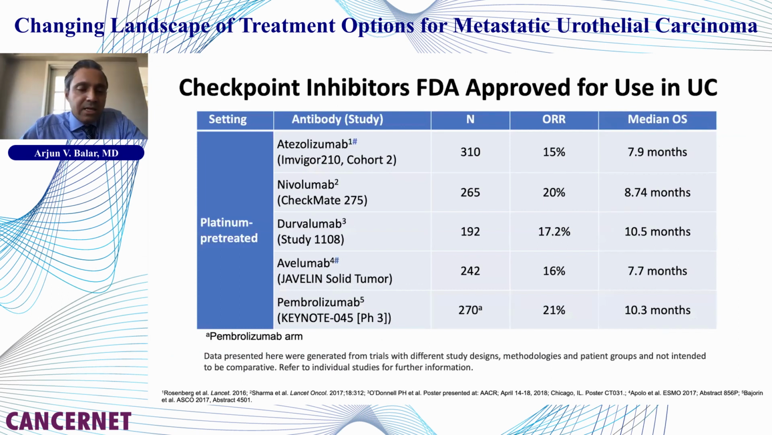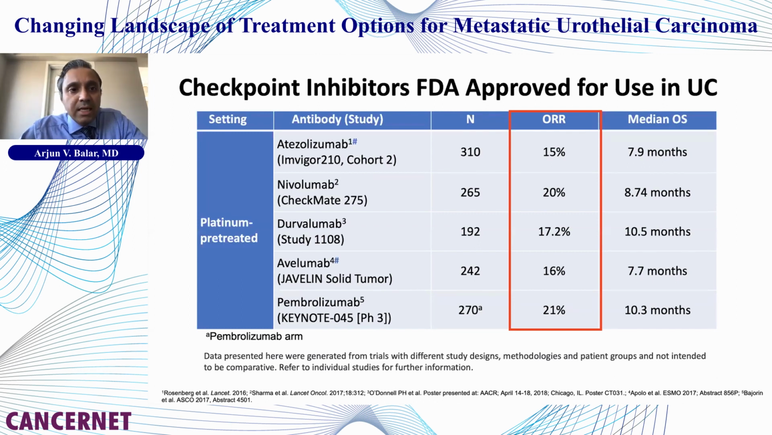So rather than covering all of the individual agents, this summary table really gives us a sense of exactly where these responses sit in the second-line setting. What you have are responses in the range of 15 to 20%. Each agent targets either the PD-1 or PD-L1 pathway, but importantly, pembrolizumab did achieve full approval on the basis of a randomized phase 3 that did meet its primary endpoint.